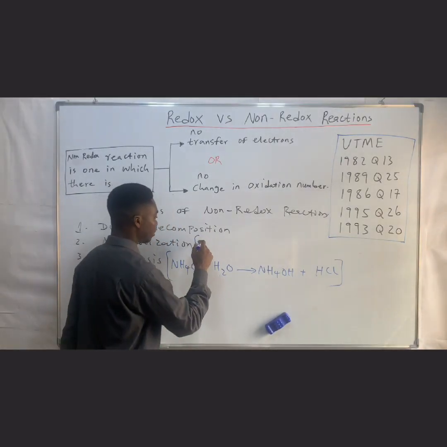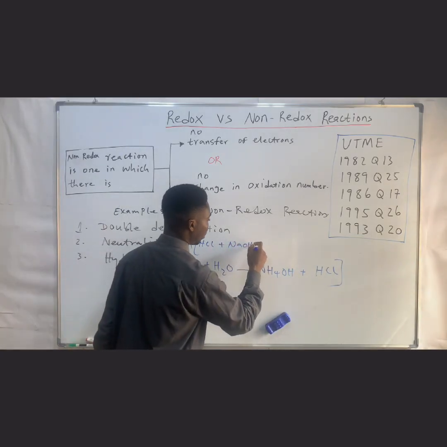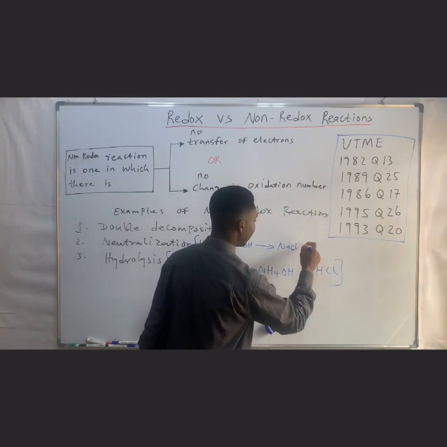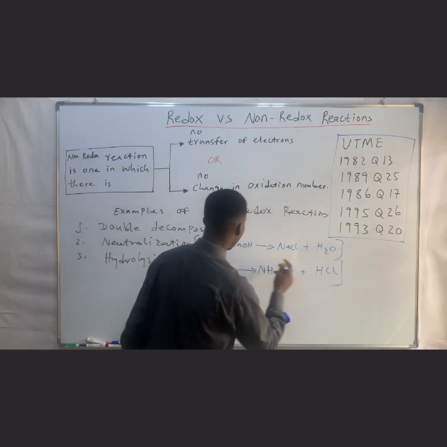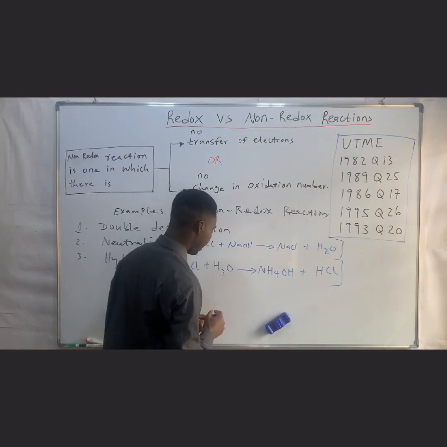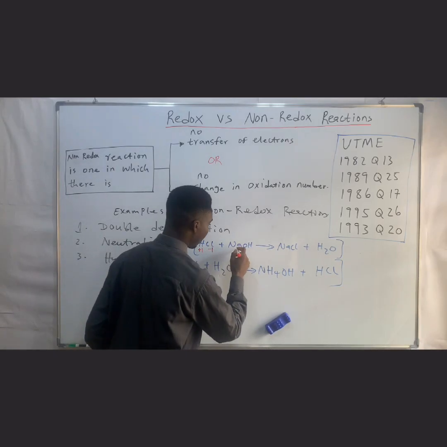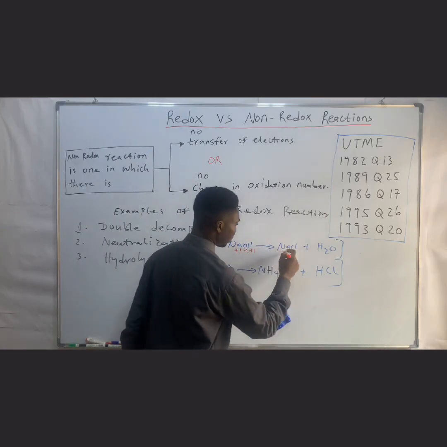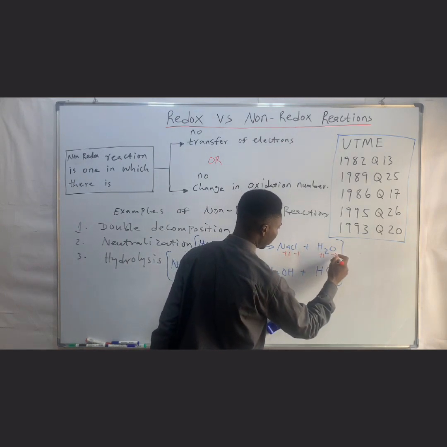So for a neutralization reaction between hydrochloric acid and sodium hydroxide to give us what? Sodium chloride plus water. You will see that there's no element in the free state. Here hydrogen is +1, chlorine is -1, oxygen is -2, hydrogen is +1, sodium is +1, chlorine is -1, hydrogen is +1, oxygen is -2.